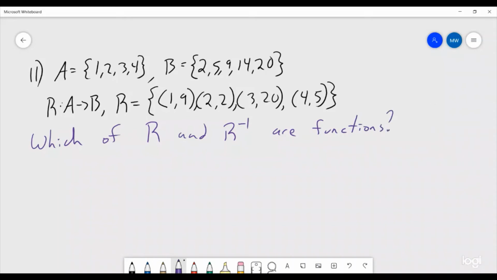So let's start off and figure out, is R a function? I think it is a function. Yeah, so R is a function, because every input gives exactly one output. 1 goes to 9, 2 goes to 2, 3 goes to 20, 4 goes to 5. And nothing goes to more than one thing. So R is a function.